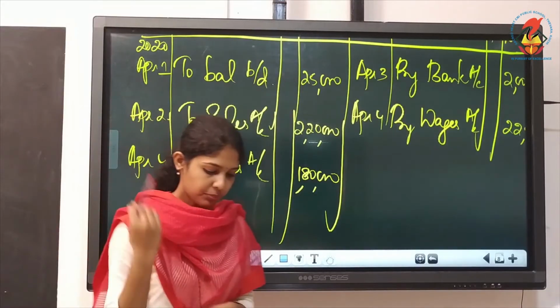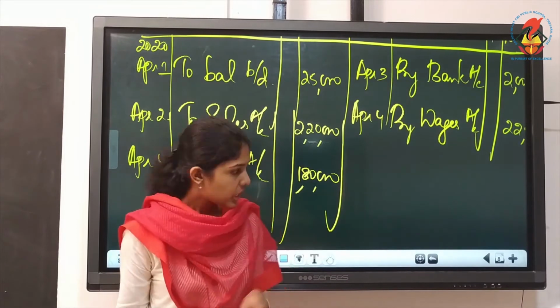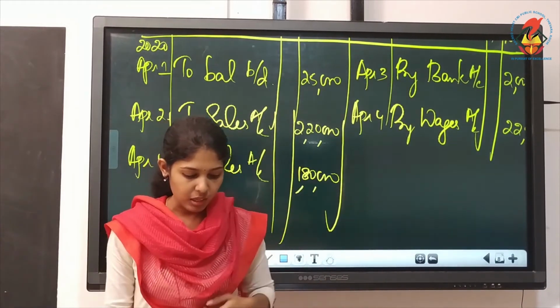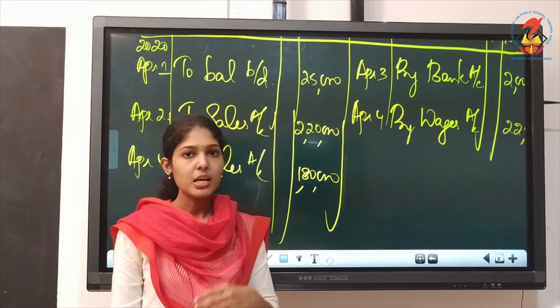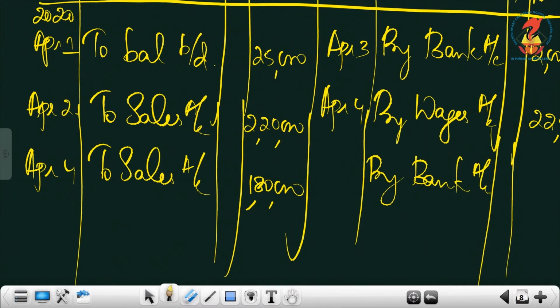Then the next one, deposited cash in bank. So again the same entry that we recorded on 3rd April. So bank account debtor to cash. So by bank account. It is on April 7th, 1,50,000.